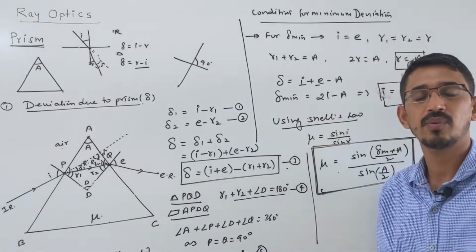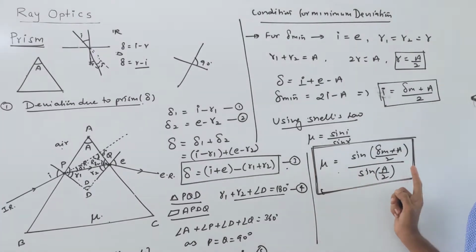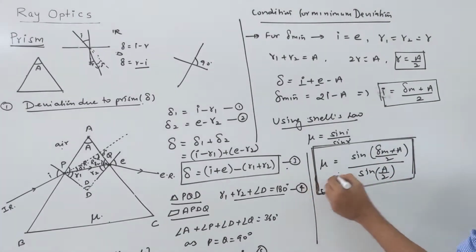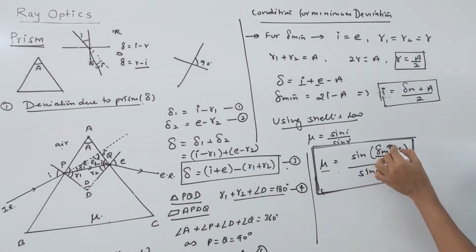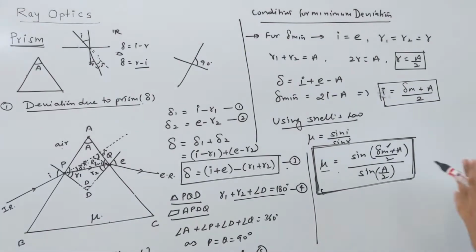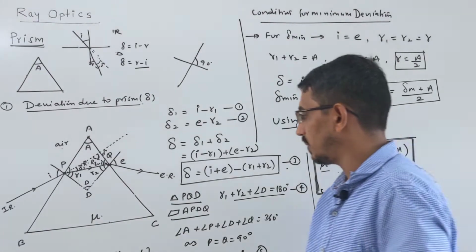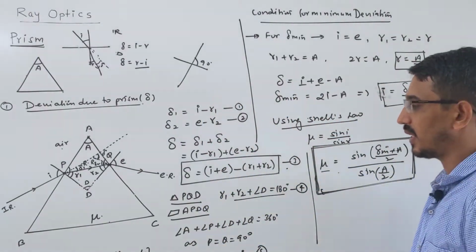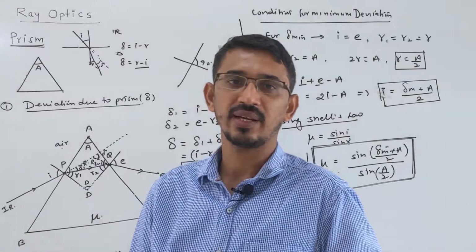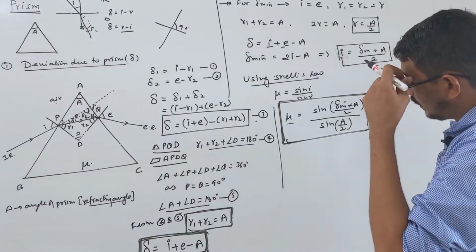This formula is not for normal deviation, right? This is minimum deviation. This formula is related to minimum deviation, where three things are related: refractive index, the angle of minimum deviation, and the angle of the prism. As I told you, the angle of the prism is also given another name, the refracting angle. Also be careful, in questions sometimes they don't say the angle of prism is this much, they say the refracting angle of the prism is this much.